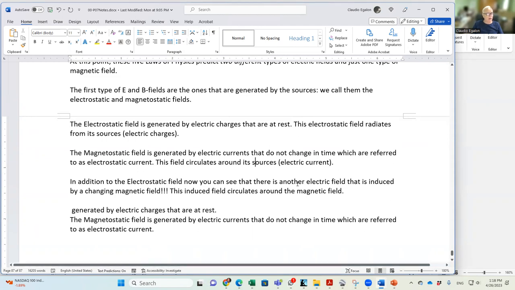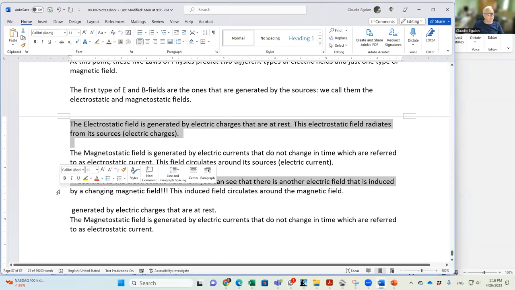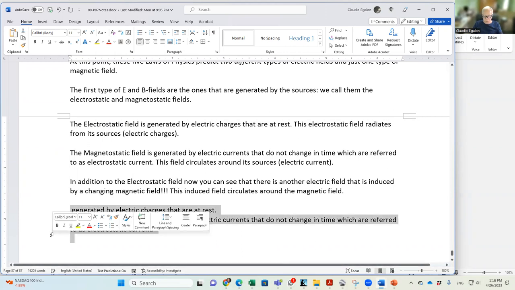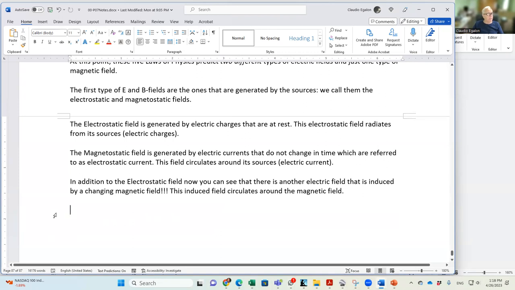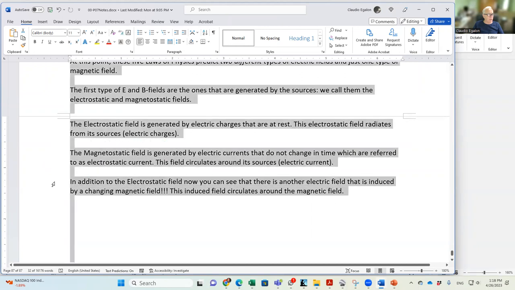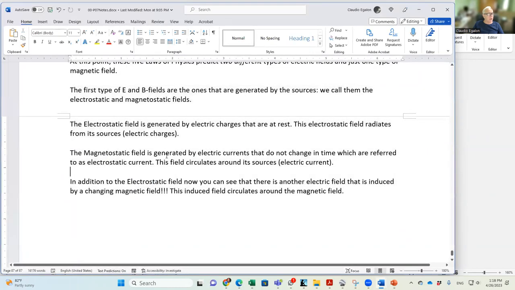I'm going to make a table here so you can see better. So now we have those two different types of electric fields. Actually, they are not different. Okay? They're just an emanation of something more generic. We have these two electric fields that one radiates from the source and the other circulates around its source, right? And its source is a changing magnetic flux, not field, but flux. Okay, good. And the magnetic field that circulates around the electric current as well.